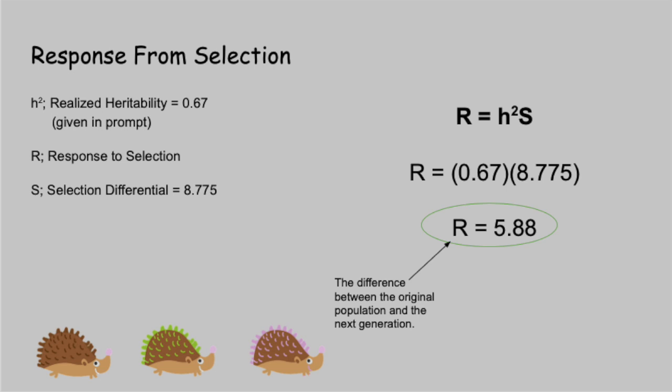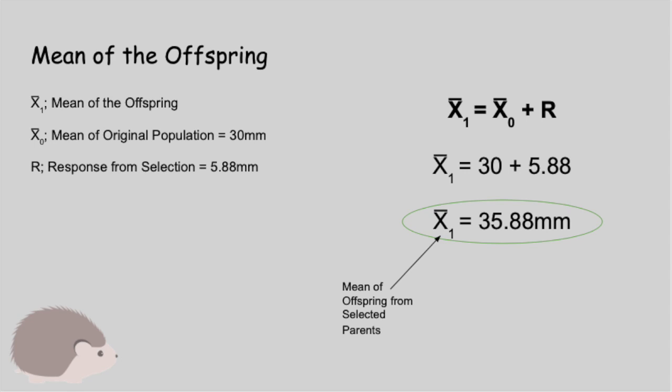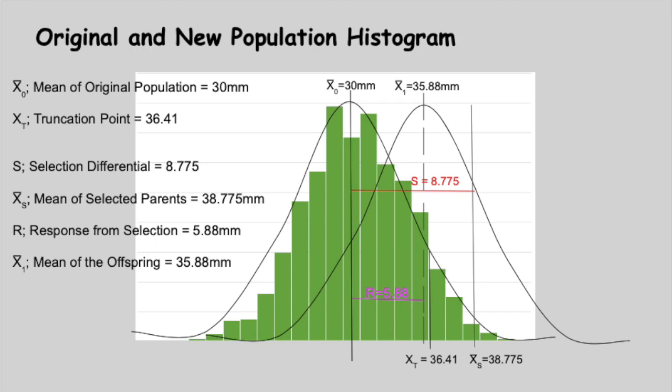The realized heritability for this population was 0.67, so the proportion of phenotypic variance that is attributed to additive genetic variance is 0.67. And I use this to calculate the response to selection using the formula R equals the realized heritability times S, or my selection differential. When I plugged in my values of 0.67 and 8.775, I got R equals 5.88. So the mean of my selected offspring was 5.88 millimeters greater than my original population, giving the mean of my offspring to be 35.88 millimeters as opposed to the 30 millimeter spines of my original hedgehog population.